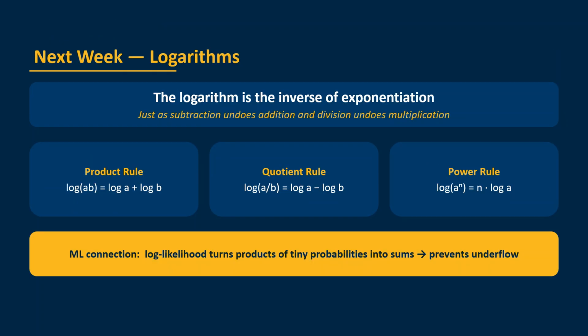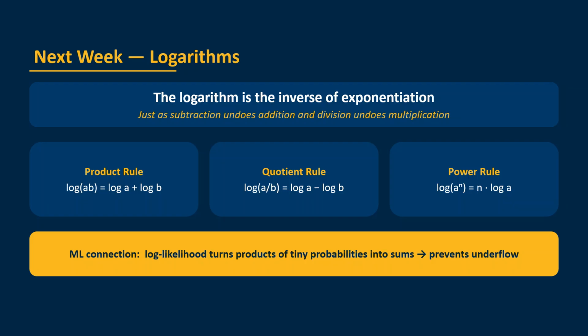Looking ahead to the final week of this module, week 16 addresses logarithms, the inverse operation to exponentiation. Just as subtraction undoes addition and division undoes multiplication, the logarithm undoes the exponential. The lesson will cover the three fundamental logarithmic identities: the product rule, log of a times b equals log a plus log b; the quotient rule, log of a divided by b equals log a minus log b; and the power rule, log of a to the n equals n times log a.